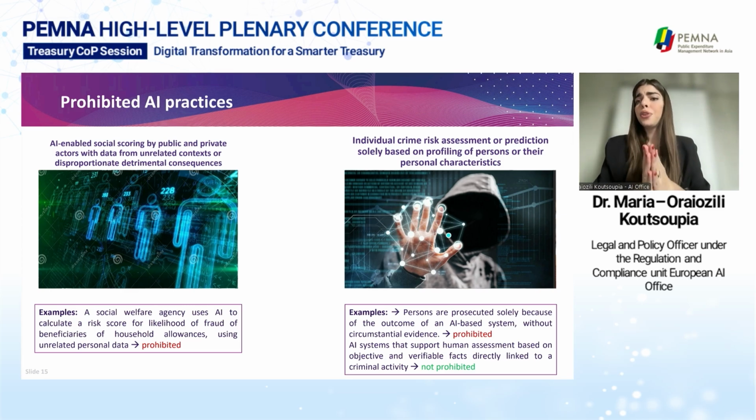The other prohibited practice is the individual crime risk assessment or prediction based on profiling. That means that you cannot predict that a person will commit a crime, or prosecute a person, solely because of the outcome of an AI system. You have to have evidence. But here, attention: it is allowed to use AI to assist human assessment. It is allowed for our police to help themselves with AI systems, but based on verifiable facts and to not prosecute solely based on the AI. Next slide, please.